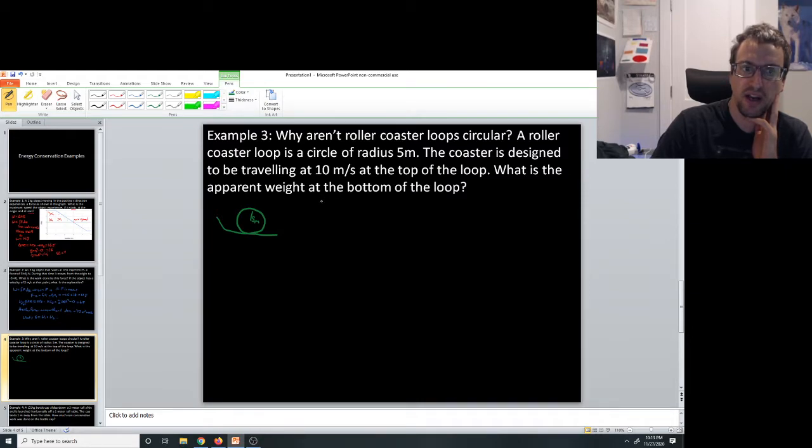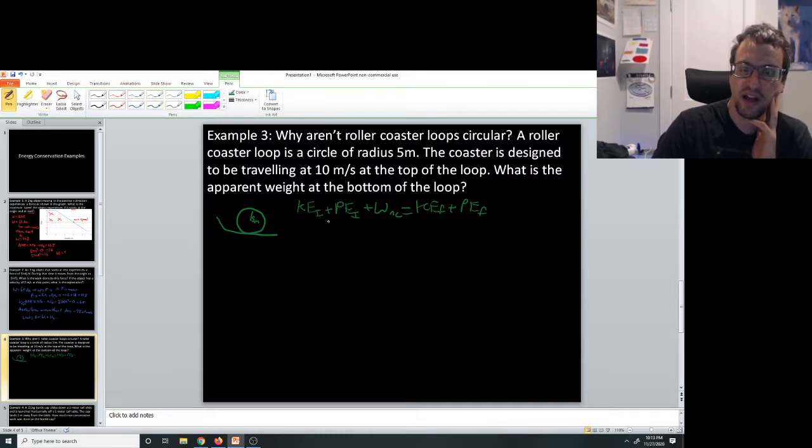Now, to get apparent weight, I need to know about all the forces at the bottom of the loop, and because it's going kind of in a circle, I need to know the speed at the very bottom. That's easy to do. I can do conservation of energy, right? Kinetic energy initial plus potential energy initial plus non-conservative work is equal to kinetic energy final plus potential energy final. I don't need any more there.